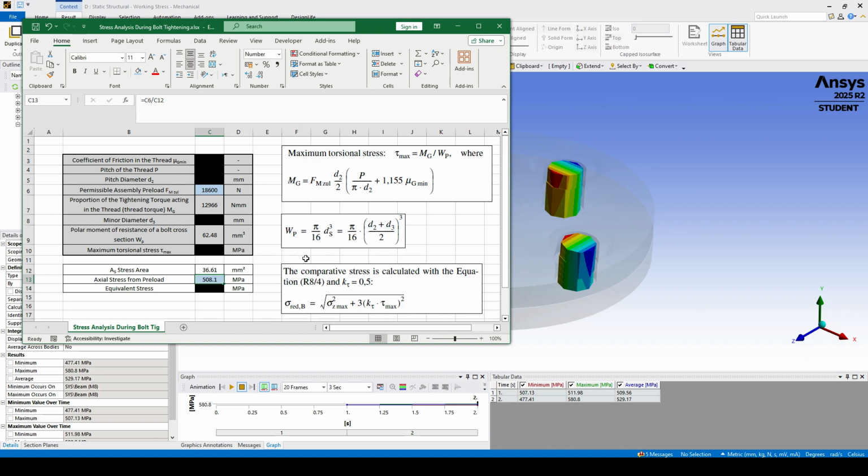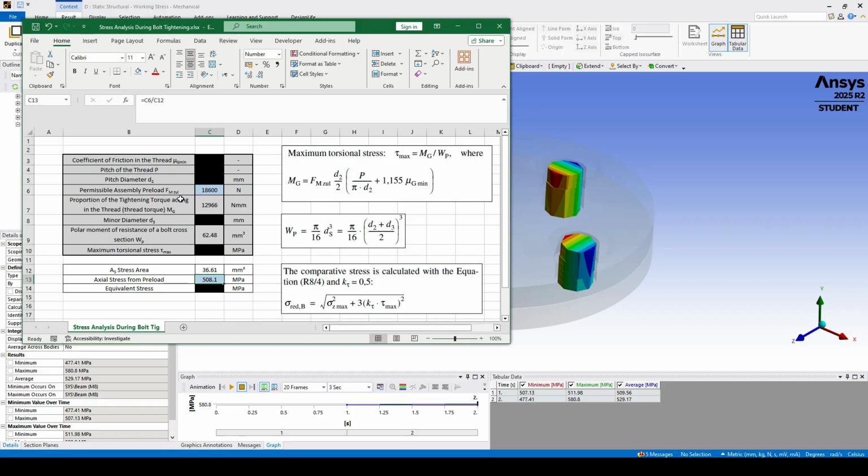Now let's calculate the thread torque, which comes from the tightening. Not all of the tightening torque twists the bolt; part of it is lost under the bolt head because of friction. The remaining part acts through the thread and generates torsional stress. Using the thread geometry and the friction coefficient, we calculate the thread torque according to VDI 2230. So now we calculate the torsional shear stress.